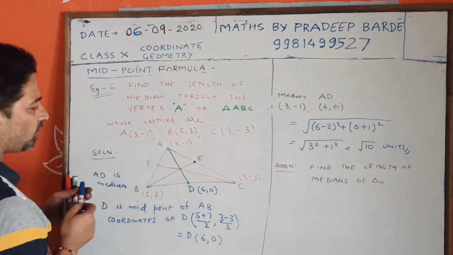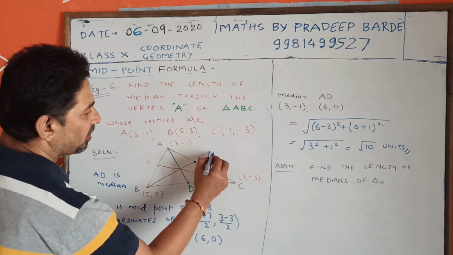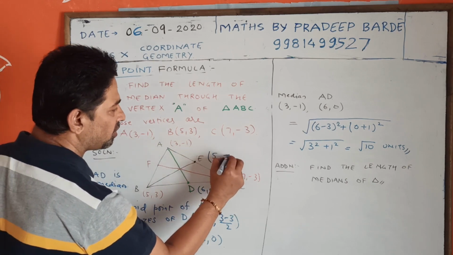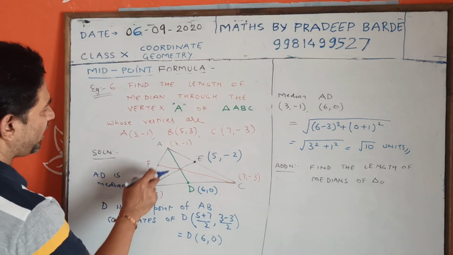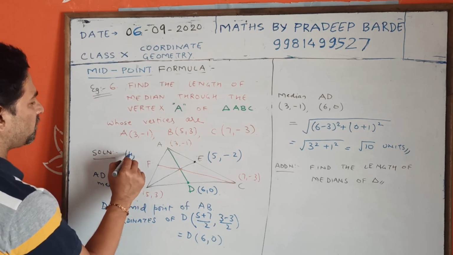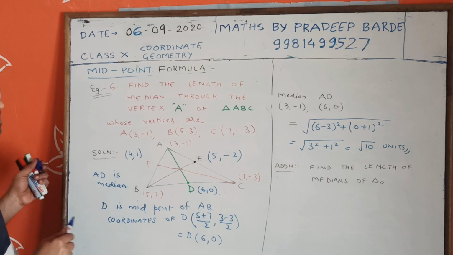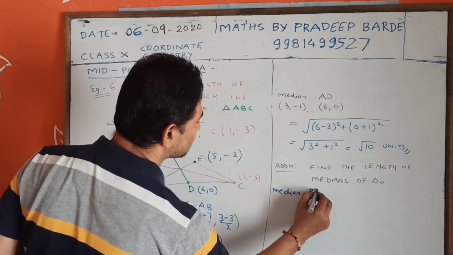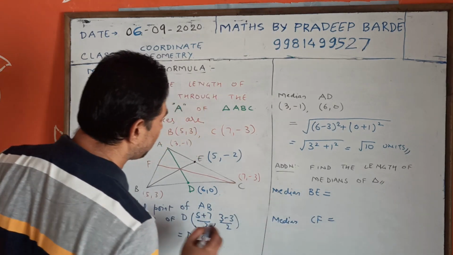तो यहाँ पे D के कोऑर्डिनेट्स हमने ऑलरेडी निकाल लिए थे. E के कोऑर्डिनेट्स निकालते हैं, (3 plus 7)/2 = 10/2, that is 5, and (-1 minus 3)/2 = -4/2, that is -2. F के कोऑर्डिनेट्स निकालते हैं बच्चों. (5 plus 3)/2 = 8/2, that is 4, and (3 minus 1)/2 = 2/2, that is 1. अब हमको D, E, F तीनों के कोऑर्डिनेट्स मिल गए. We have to find out the median BE with the help of distance formula and also the length of median CF with the help of distance formula.